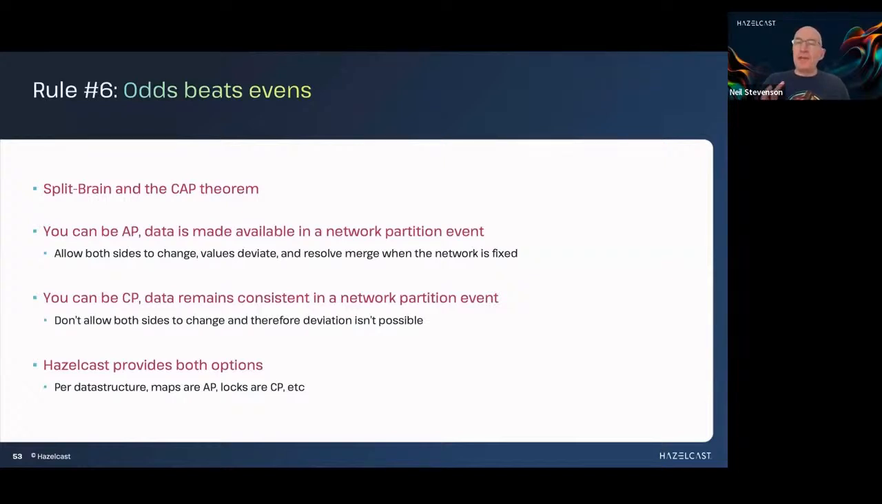So if what we're saying is available, then your cluster splits in two. You can change your data in left and right, the same data record, and the data record deviates, and somehow you merge them together when the network problem is resolved. Or you can say, well, we'll not allow them to deviate because we don't want them to. You choose. We provide the options, you make the choice.